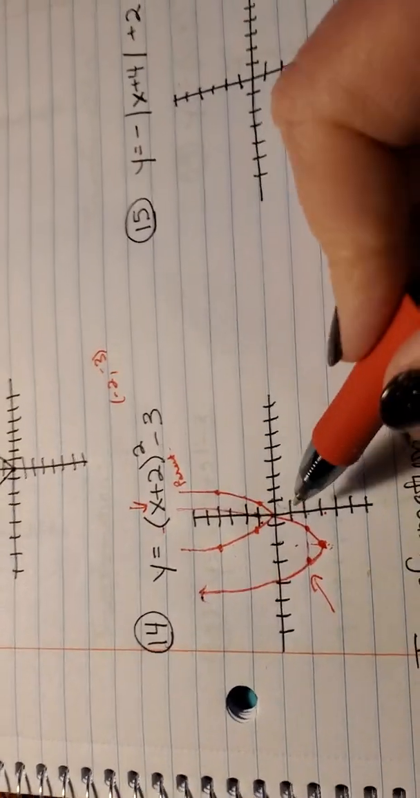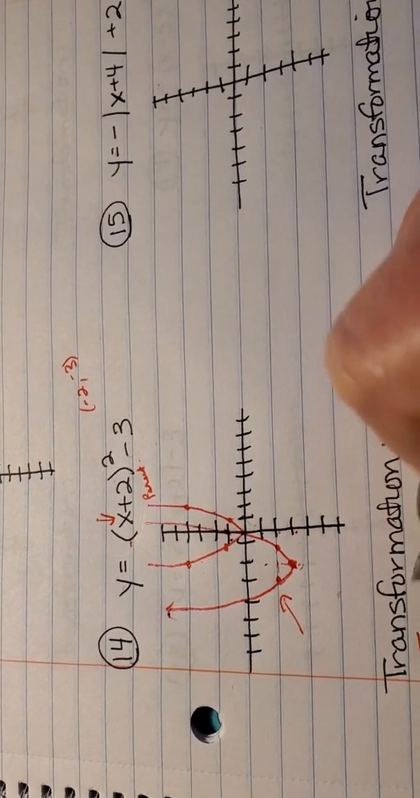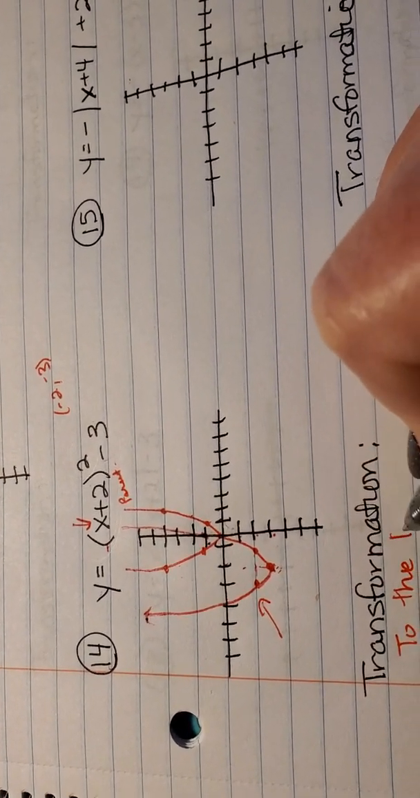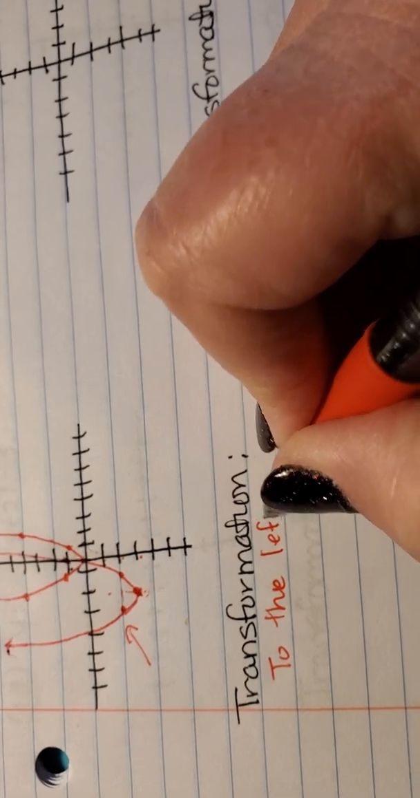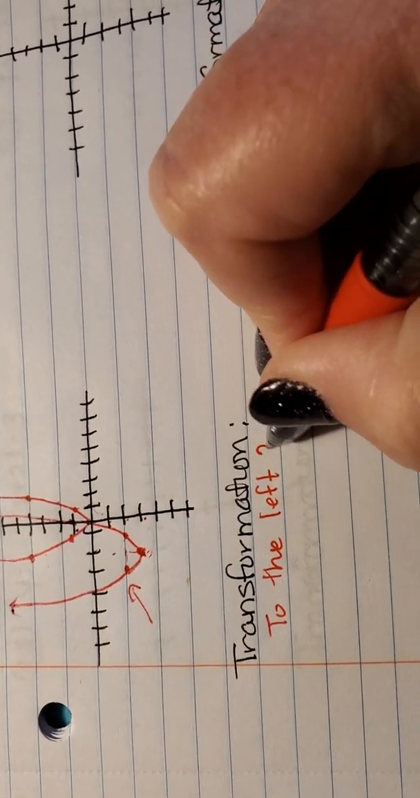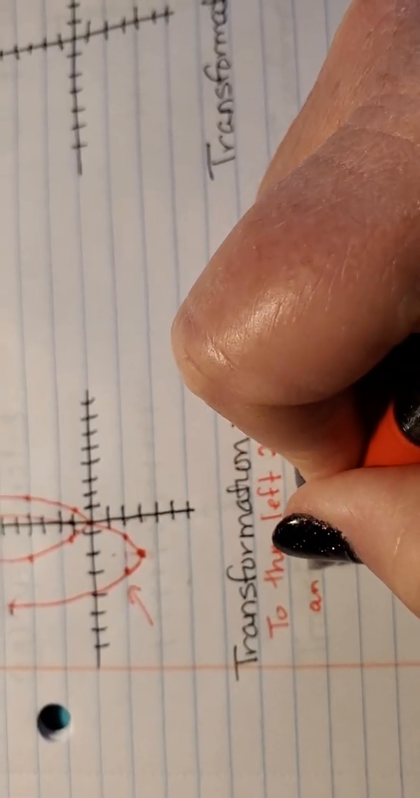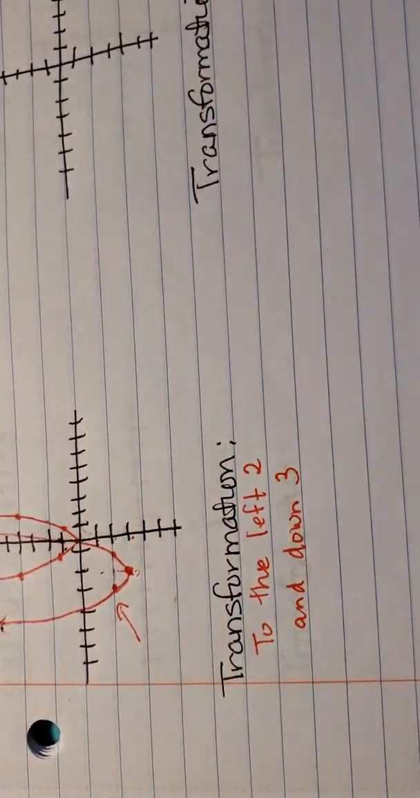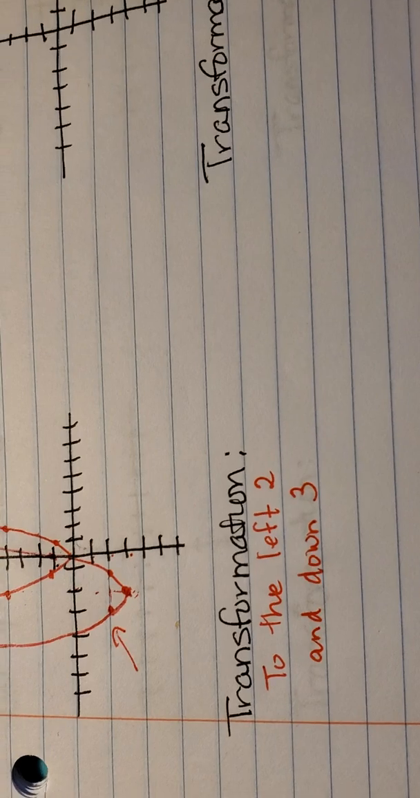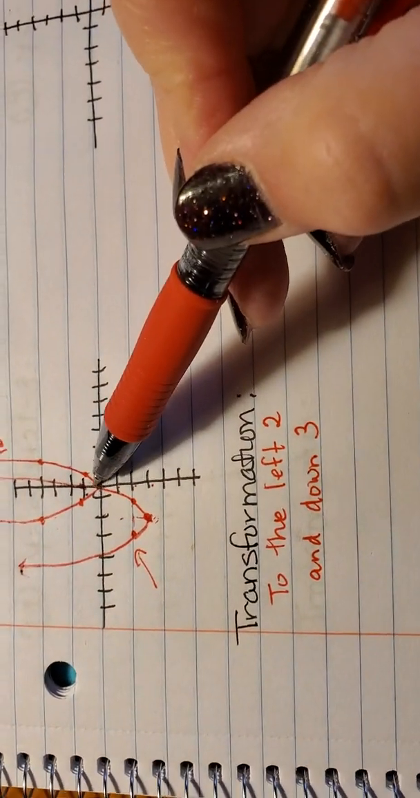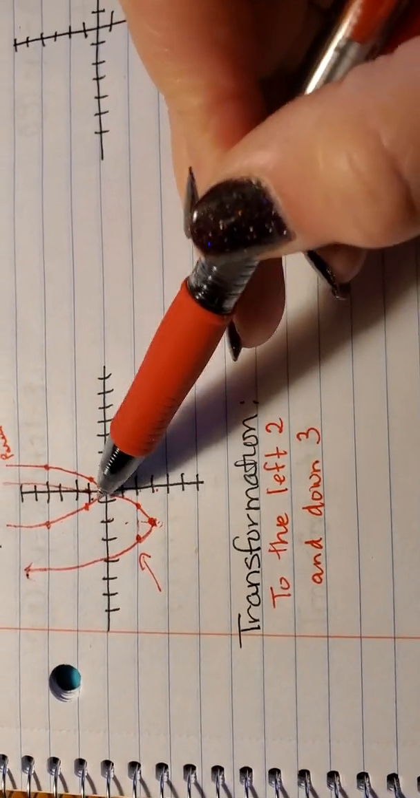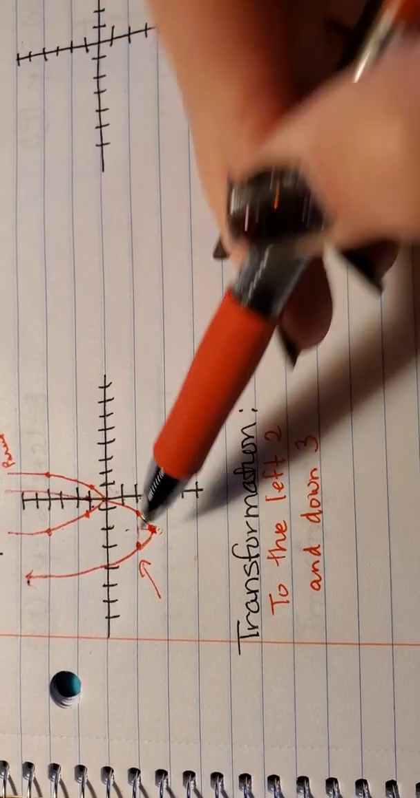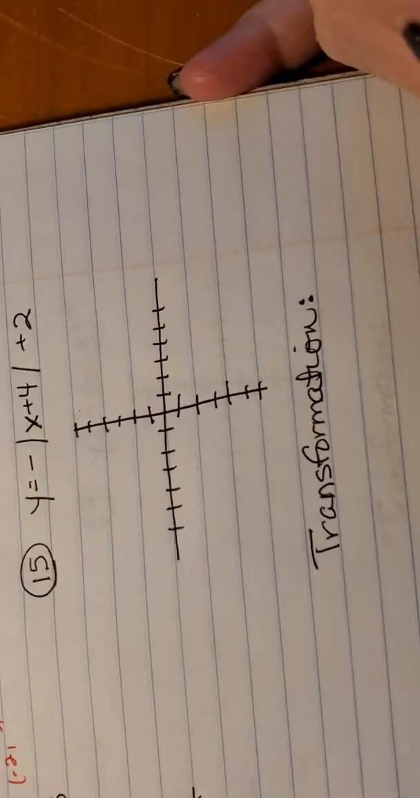Now, what did it do? It went to the left. Sorry. It went to the left 2 and down 3. Okay? So that's what they're looking for there. So from this point where it started to where it ended up, it went to the left 2 and down 3.